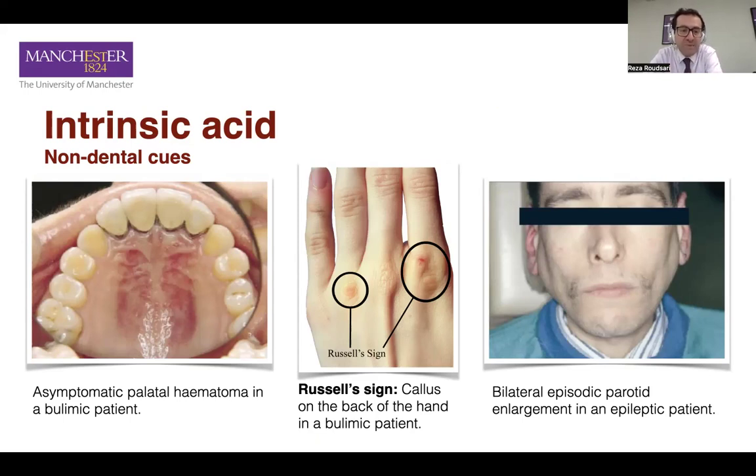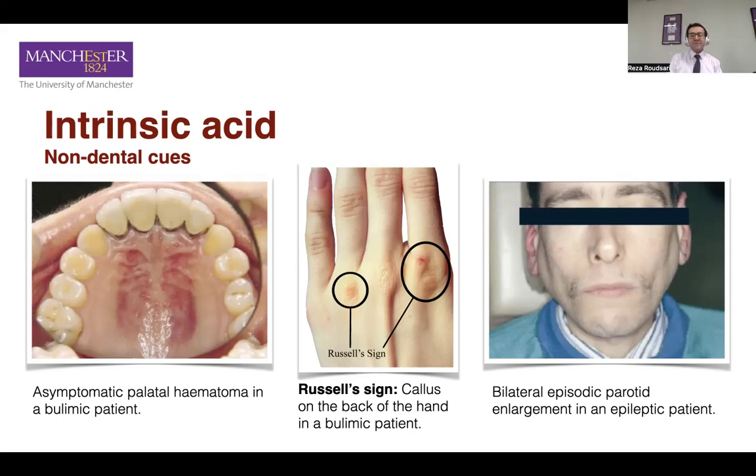For example, the picture on the left-hand side is a bulimic patient, and you can see that they've got this massive hematoma, the red patch, because of the constant acid erosion coming from their palates. And it's asymptomatic. They don't have any sign of burning or pain from this, but this is something as a dentist that you will notice.